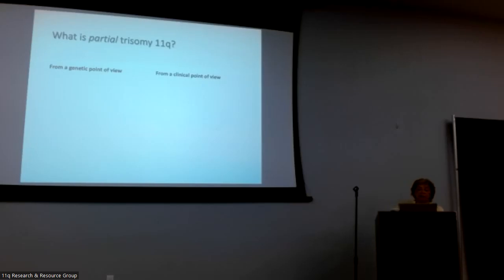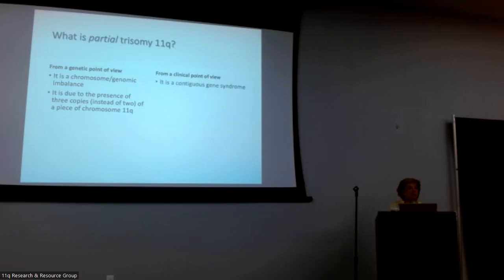What is partial trisomy 11q? From a genetic point of view, it is an imbalance, and it is due to the presence of 3 copies instead of 2 of a piece of 11q. From a clinical point of view, again, it is a contiguous gene syndrome. The clinical picture includes dysmorphic features, intellectual disability, physical developmental abnormality, and organ malformation. And this is specific for the region that is duplicated or deleted.